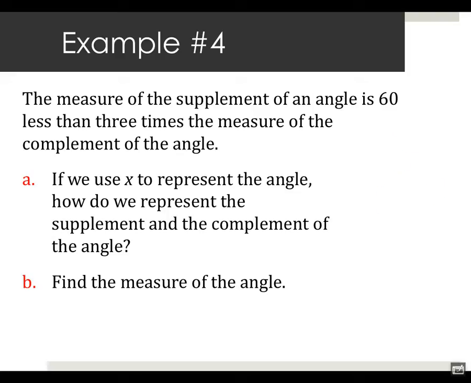The measurement of the supplement of an angle. How do I express that? No, I just want that part. The measurement of the supplement of an angle. 180 minus x. Good. The word is is the same thing as equals.